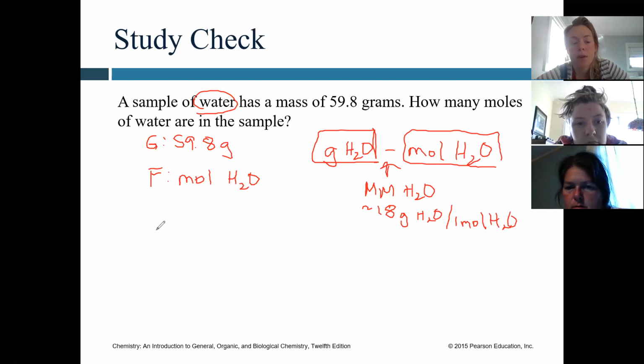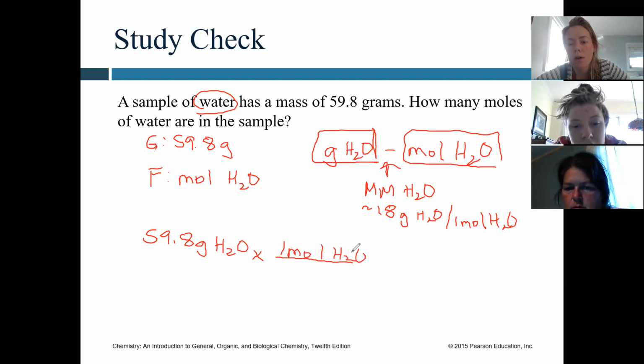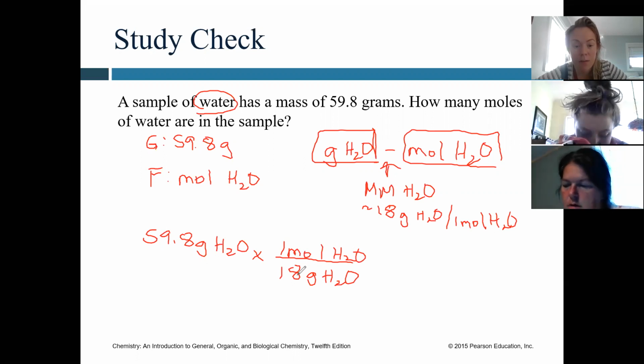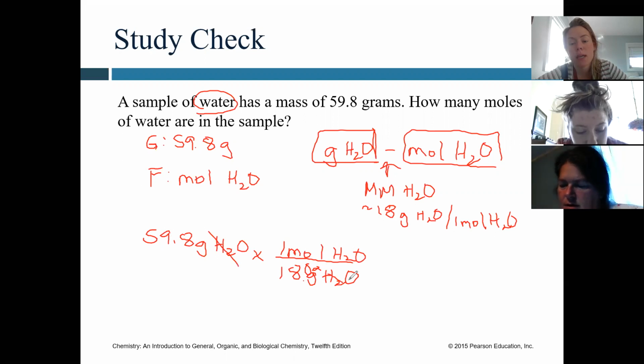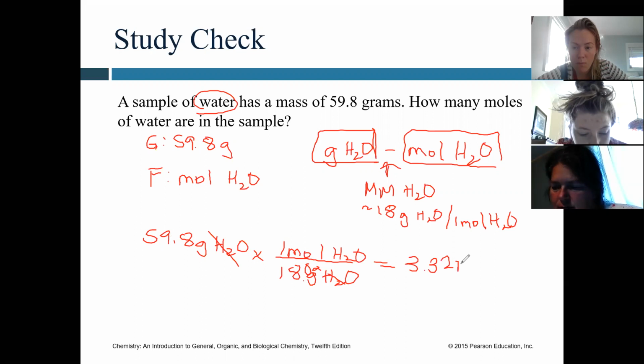So we start with our given. We have 59.8 grams of water. And if I want to get moles, well, 1 mole of H2O is always going to be equivalent to roughly 18 grams of H2O. I think the slides use 18.02, so I can add that. The grams will cancel and we'll be left with moles. So 3.32 moles of H2O.